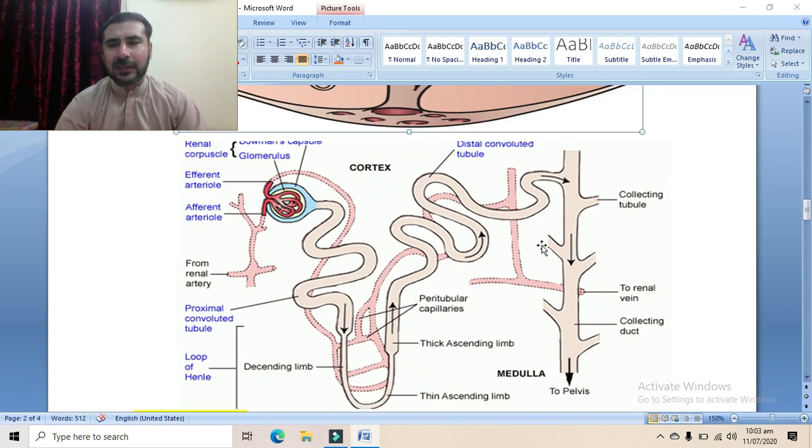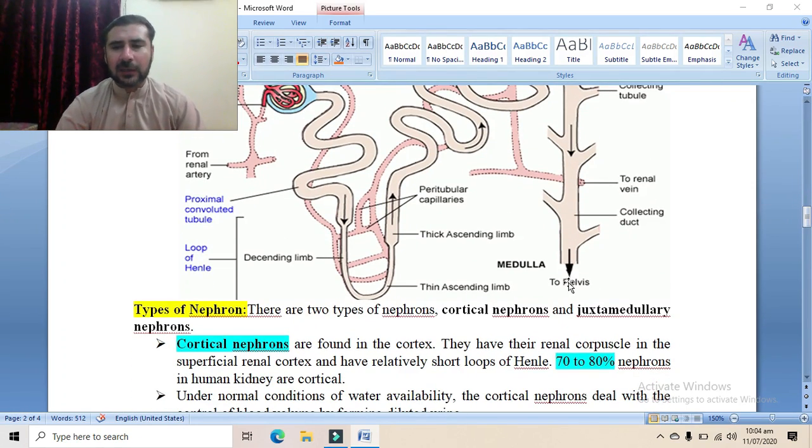So many collecting ducts from many nephrons will combine together to form a large collecting duct, and these ducts will ultimately empty into the pelvis. Then the ureter will start, and from the ureter the urine will move into the bladder where it will be stored, and then it will pass through the urethra to the outside environment.